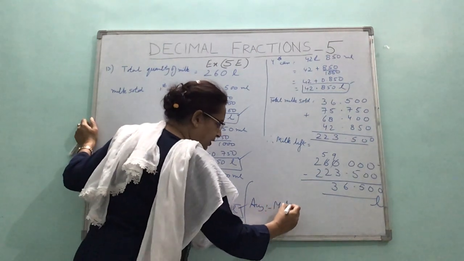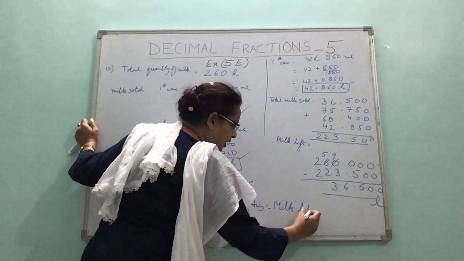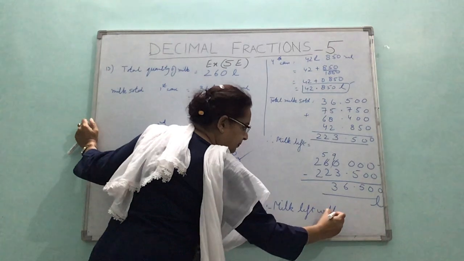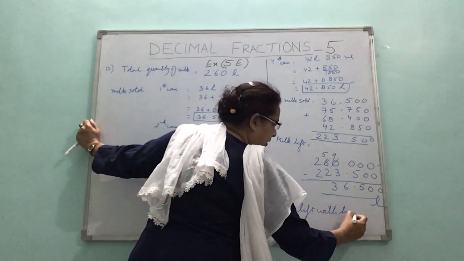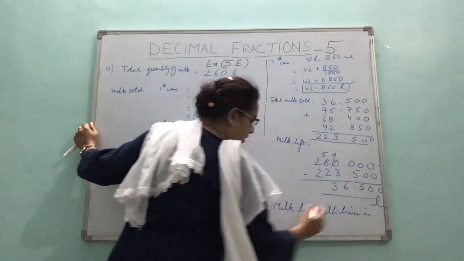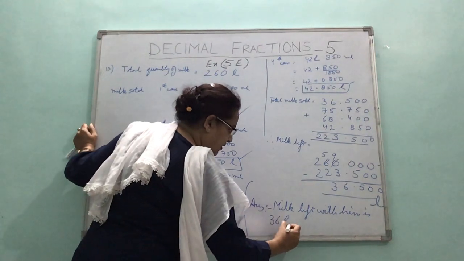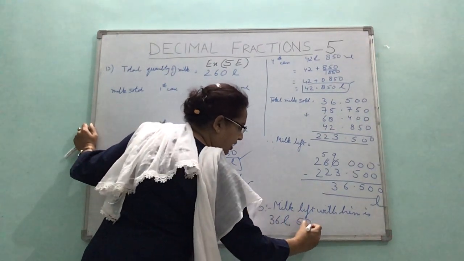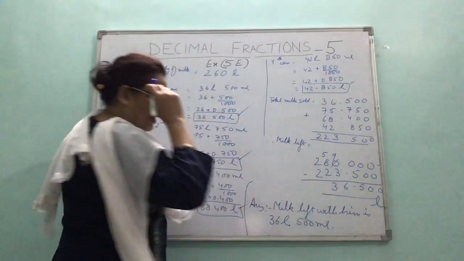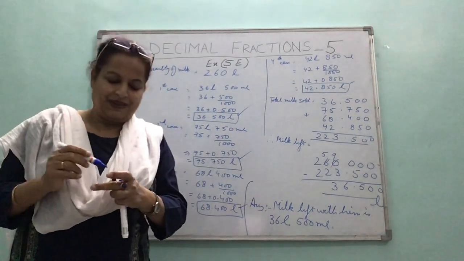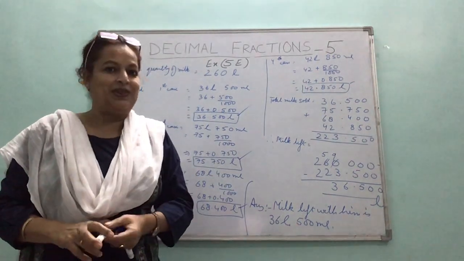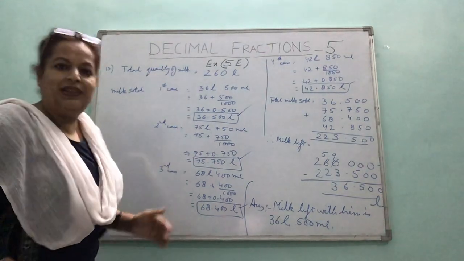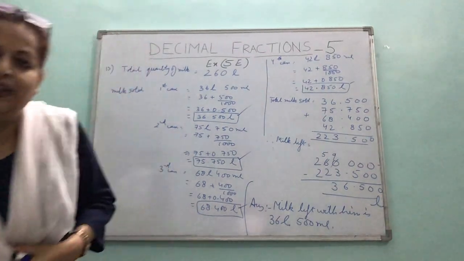Answer, again. Milk left with him is 36 liters, 500 milliliters. Now that's a number of questions, lengthy questions. This was a little lengthy, the earlier ones were also fine.